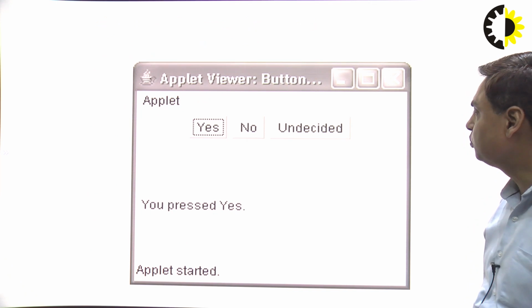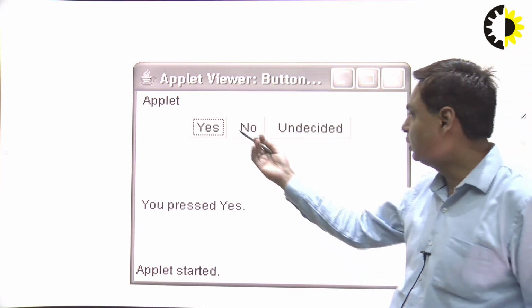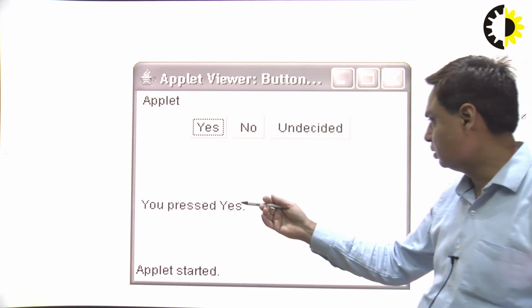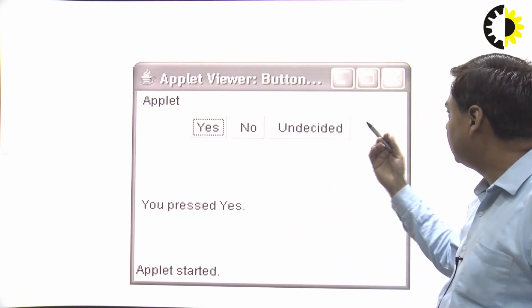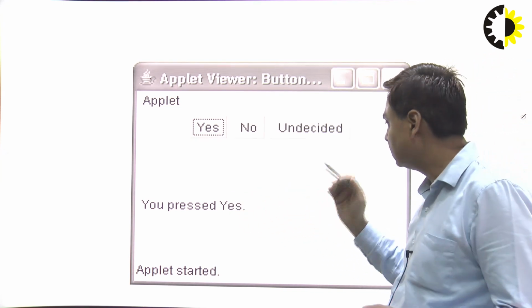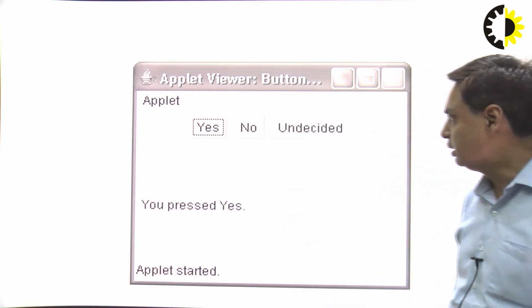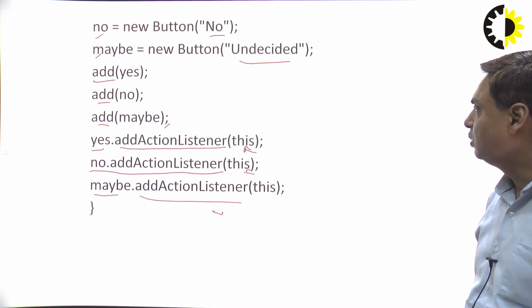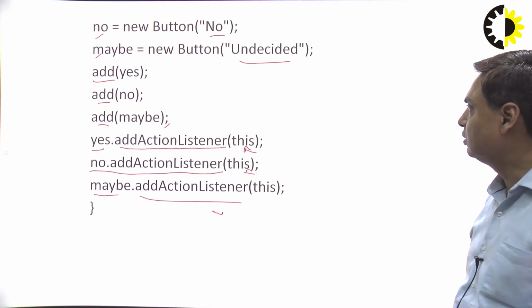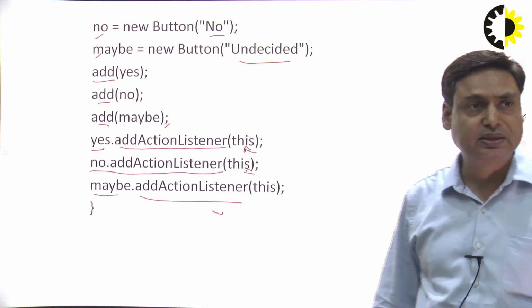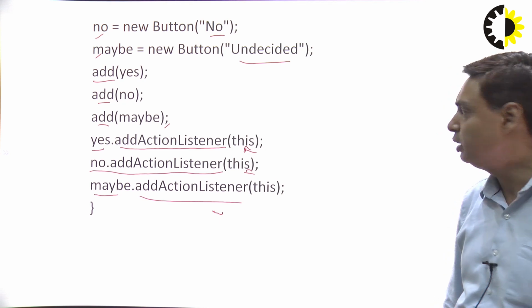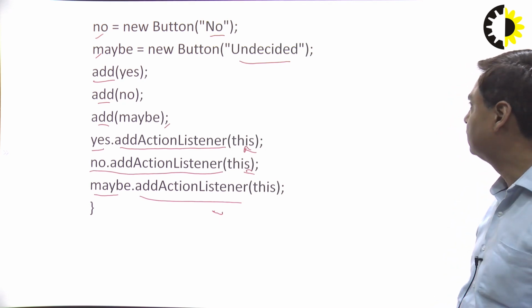So when you run this program, you can click on yes, and it will display "You press yes". When you click on no, it will display "You press no". And if you press undecided, it will display "You have pressed undecided". So these are the two programs that I discussed, which are very fundamental, and they give a very good understanding of how to create a GUI based application with the help of the Abstract Window Toolkit, AWT.